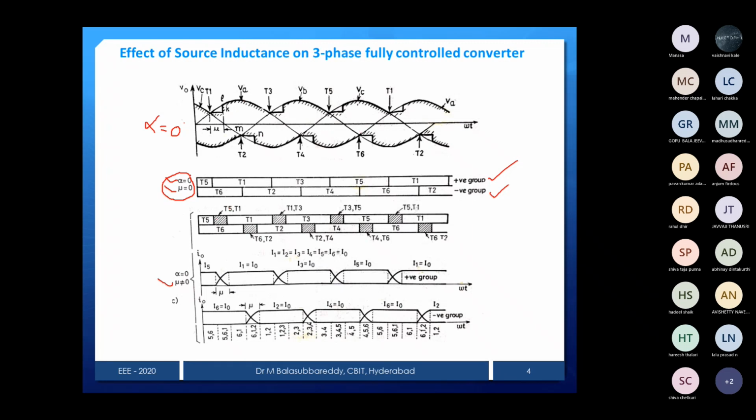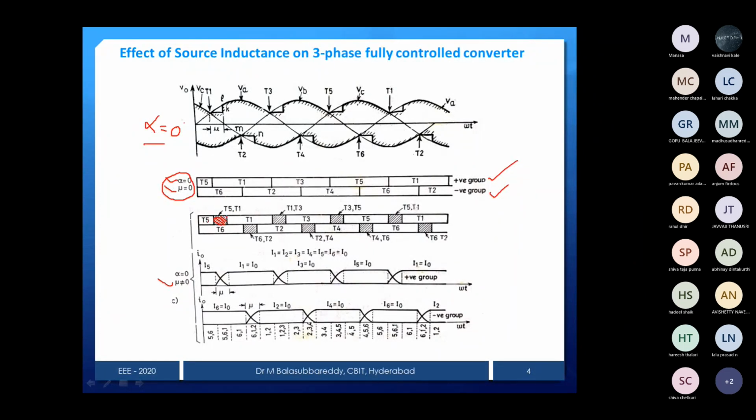Now for easy understanding, I made alpha equal to 0. Then automatically we can notice that 5, after that 1. What is the meaning here? 5 is going to turn off and 1 is going to turn on. That's why I made some shaded portion here. So in that portion both 5 and 1 conduct. That means 5 is already in the conducting state.